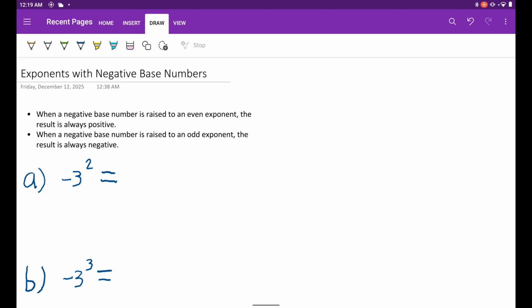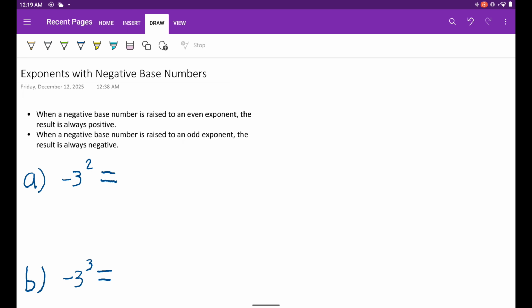When a negative base number is raised to an even exponent, the result is always positive. When a negative base number is raised to an odd exponent, the result is always negative. So with those rules in mind, let's move on to some examples.